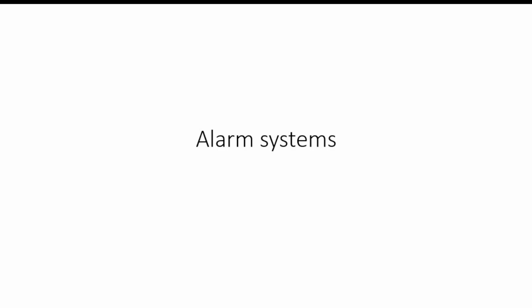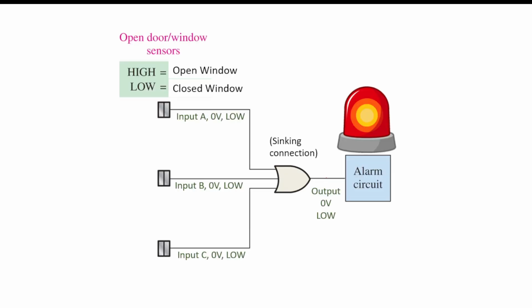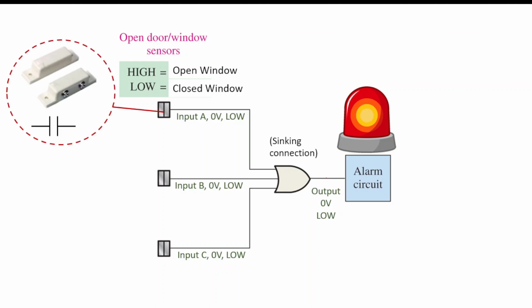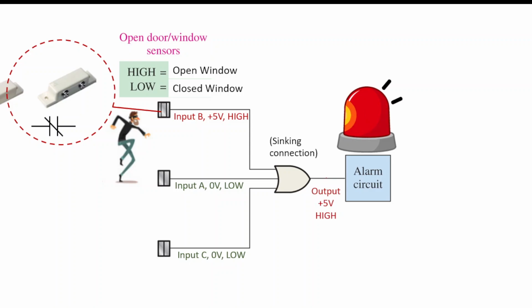Well, let's take a look at some practical examples, starting with an alarm system. A basic alarm system for doors or windows, and in this system, when the window is open, we've got a high signal, and when the window is closed, I have a low signal. And this will be a classic sinking connection for my output. So I've got a magnetic reed switch here on my window, and when someone comes along and they try to open the window, it moves the magnet and the contact closes, and that will give me a high signal. Now a high signal is coming into my OR gate, and that then causes an output of +5 or high to go to the alarm circuit, hence the alarm sounds.